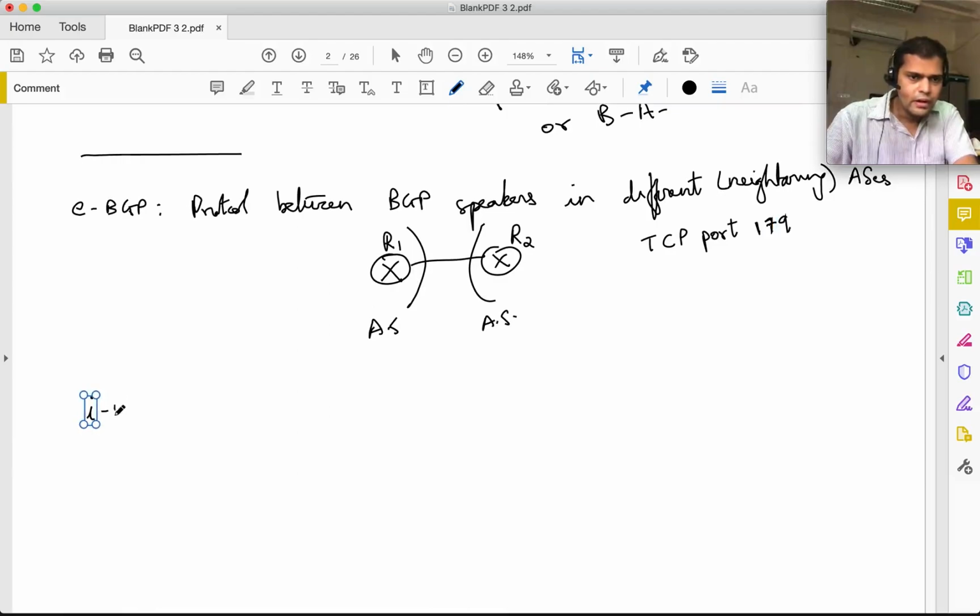Then you have IBGP, which is the protocol between BGP speakers within the same autonomous system.